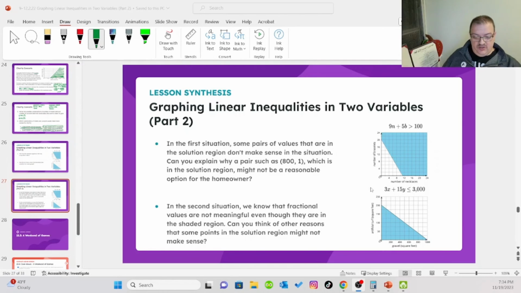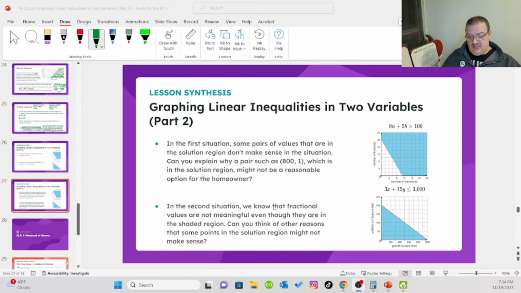So when we're looking at this bottom graph, if we had (80, 1), we can see that it is down here in the blue shaded region. But this would mean 80 square feet of gravel and then one little 1 foot by 1 foot piece of artificial turf. And that just doesn't make any sense why you would have one little square of artificial turf and then all of this gravel. So you have to take it in context.